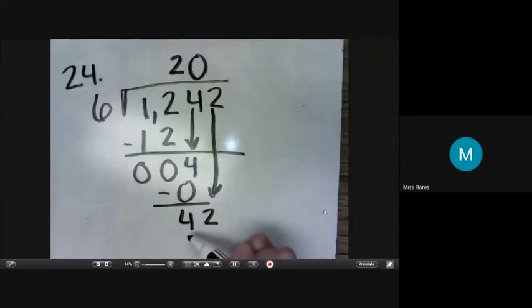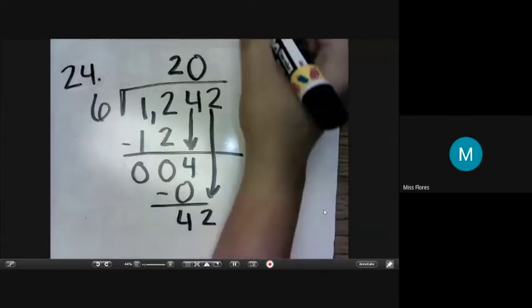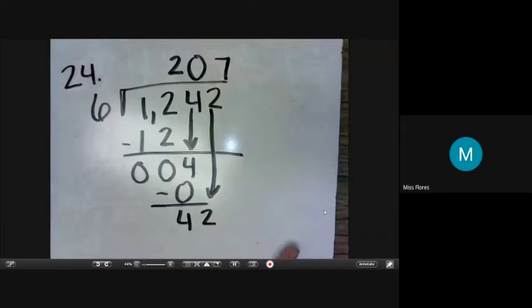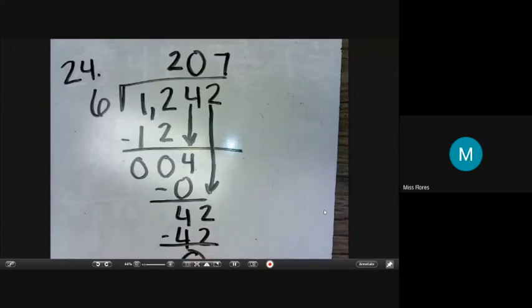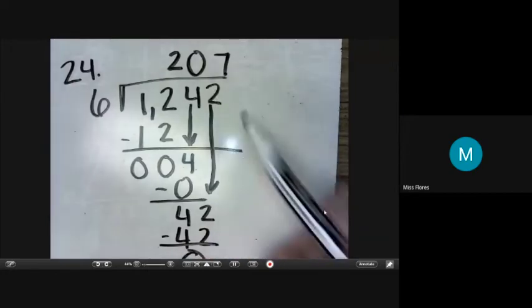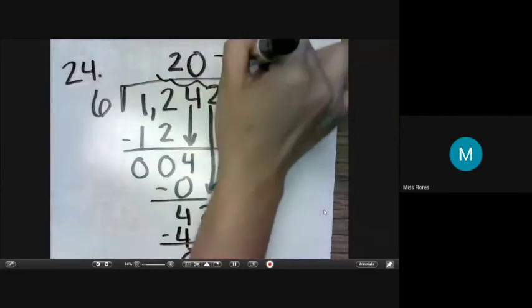6, 12, 18, 24, 30, 36, 42. So 7 times 6 is 42. Then we subtract and we get 0. There's no more numbers up here, so we're done. Our answer is 207.